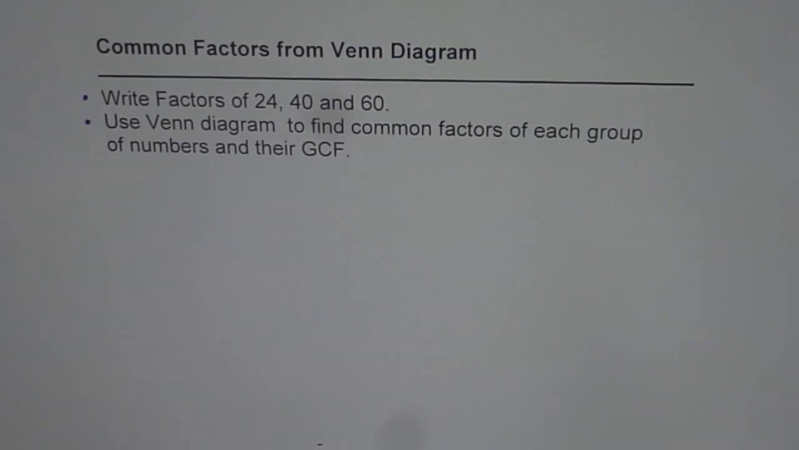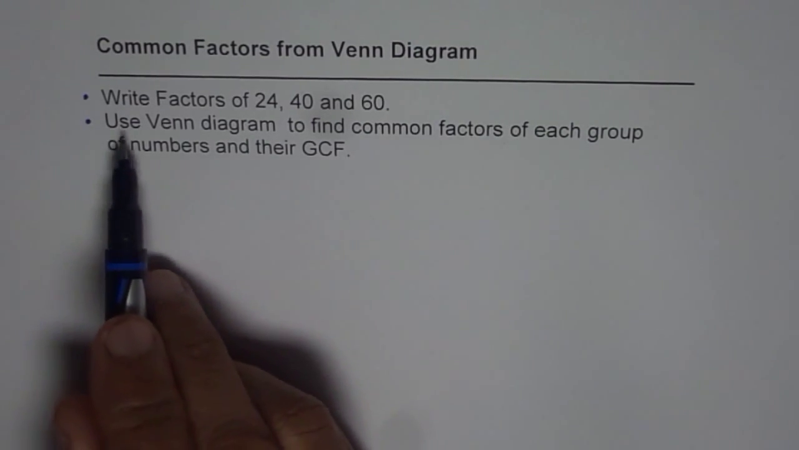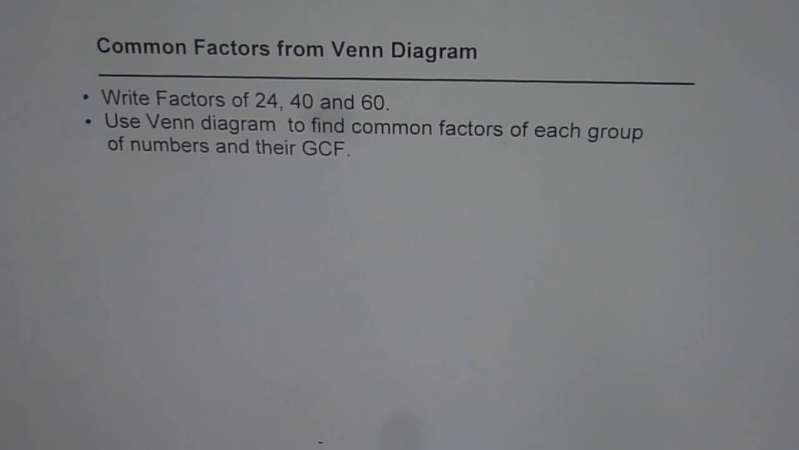I'm Anil Kumar, and in this video I'm going to share with you how to find common factors of two or more numbers using Venn diagrams. The question here is, write factors of 24, 40 and 60. Use Venn diagram to find common factors of each group of numbers and their greatest common factor.